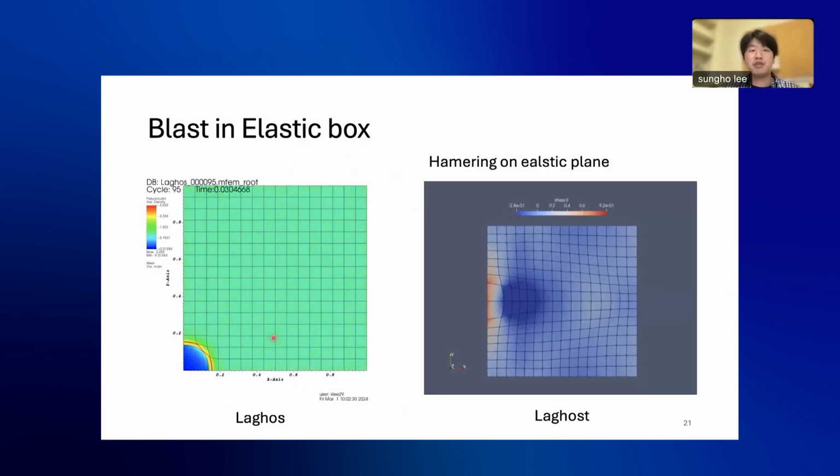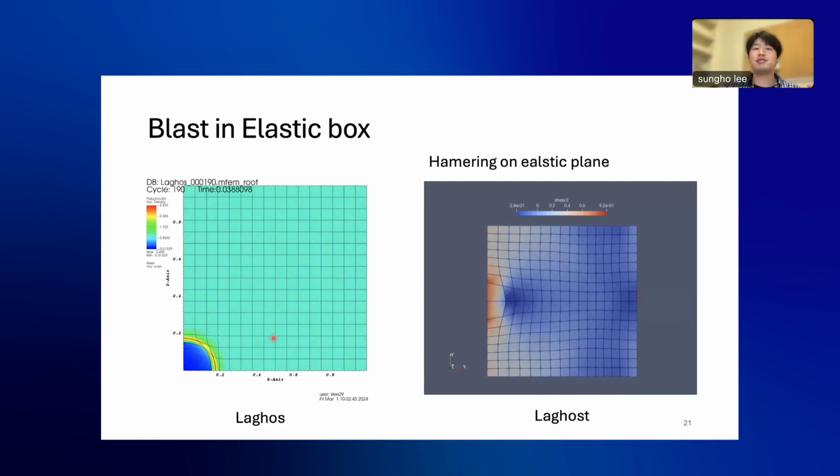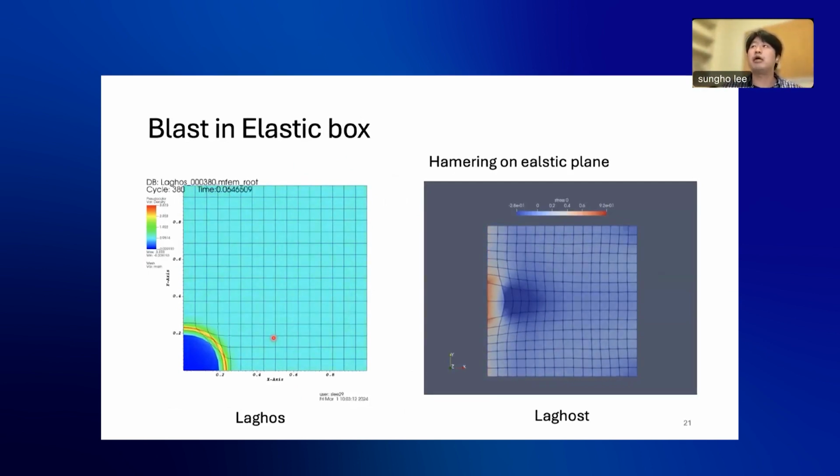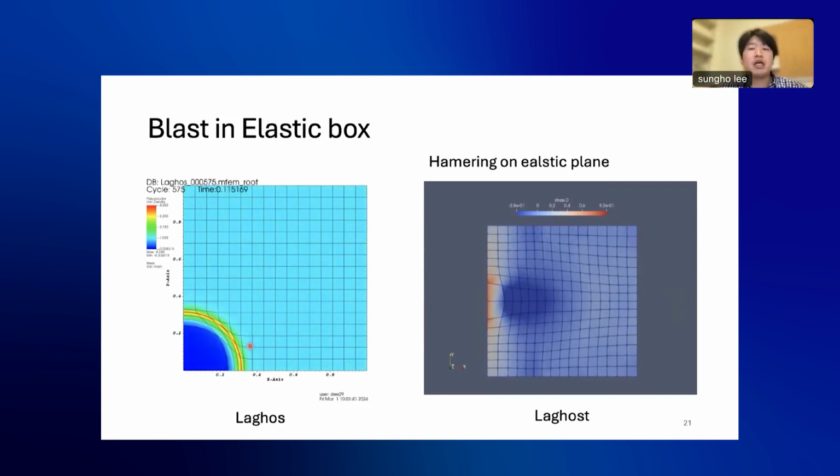Okay, after implementing elasticity, I tested several benchmarks, and I'd like to show my benchmark works. And this is the first one.